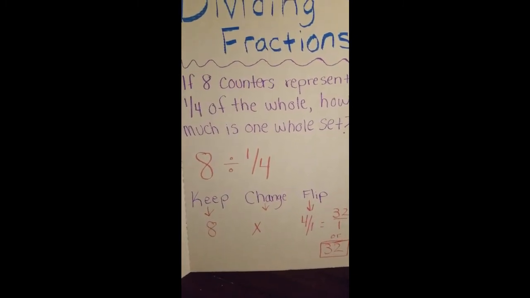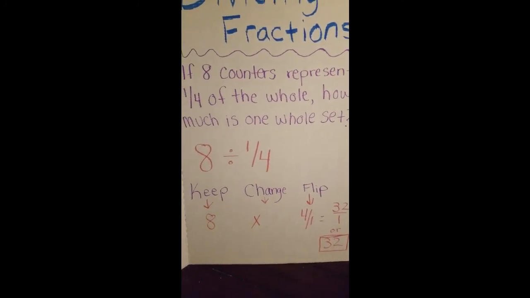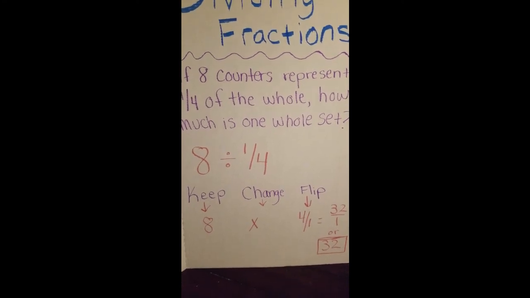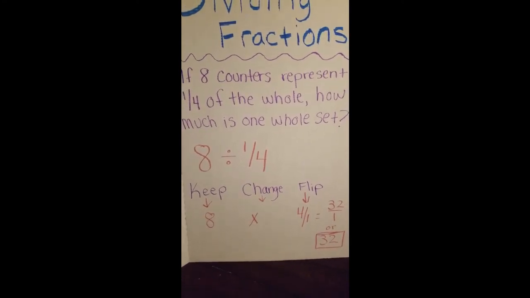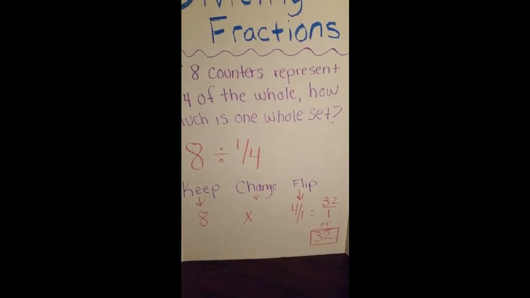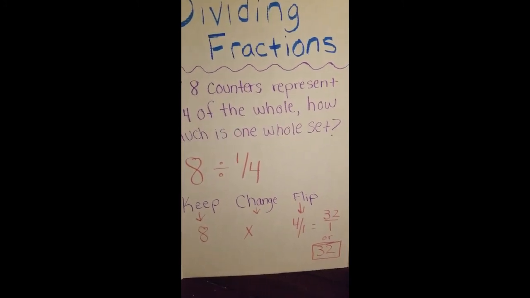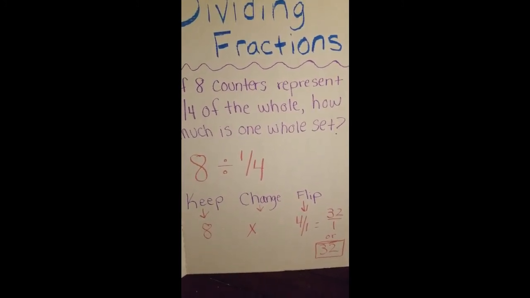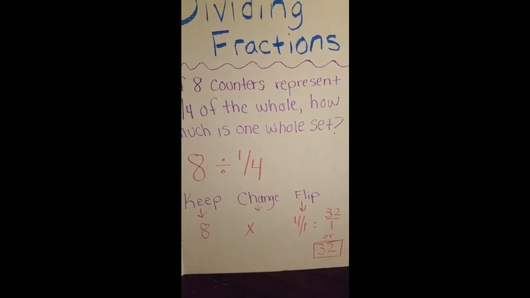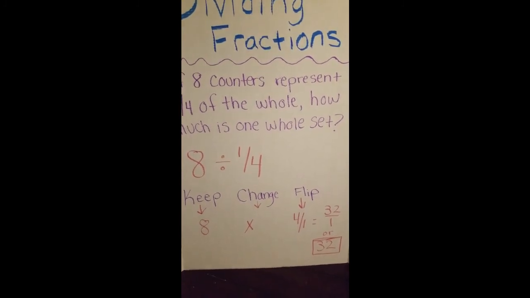So for this problem, 8 divided by 1/4, you can see I wrote keep, so we keep the 8. Change, so we're going to change the division sign to a multiplication sign. And then last, we're going to flip. So we're going to turn 1/4 into its reciprocal, turn the fraction upside down, which would be 4/1. And then we're going to multiply 8 times 4/1, which equals 32/1, or 32.